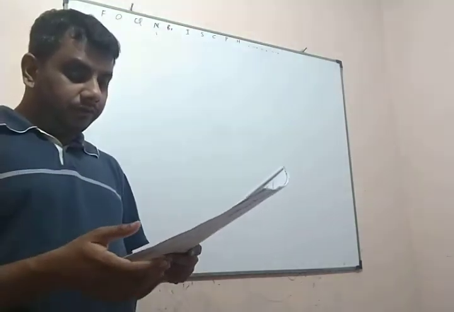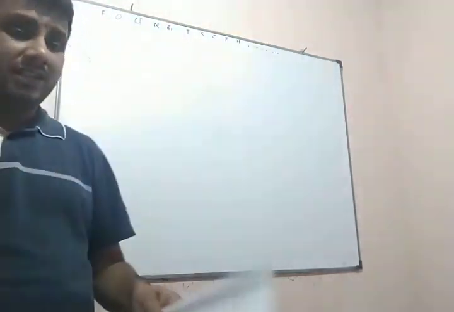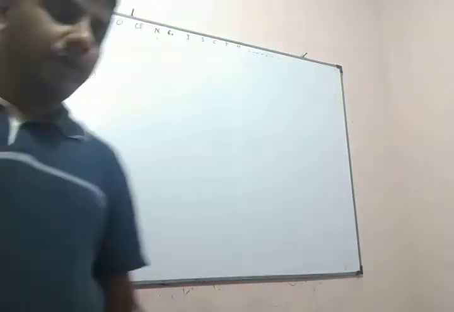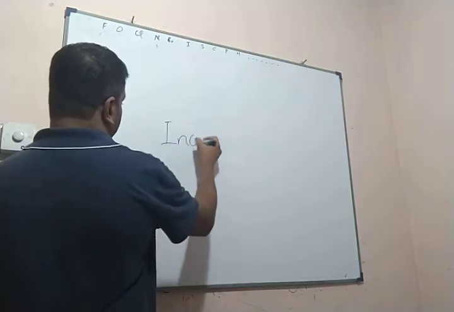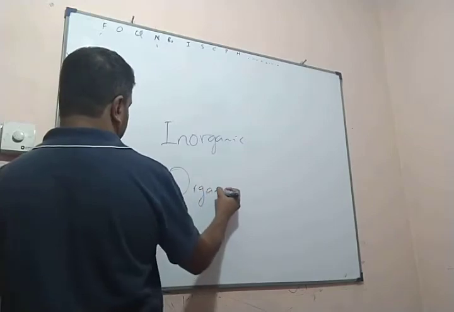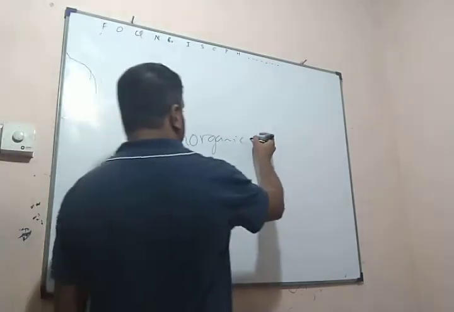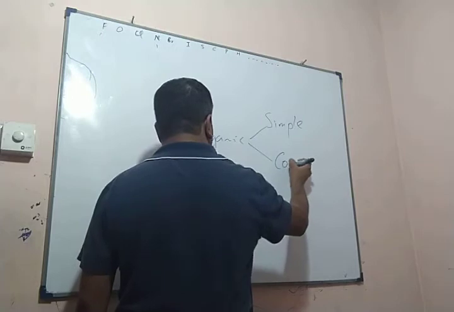Nomenclature of inorganic compounds. Very easy, there's nothing to think about. Just name the inorganic compound. There are two types of compound: inorganic compound and organic compound. And there are two types of inorganic compound: simple inorganic compounds and complex inorganic compounds.